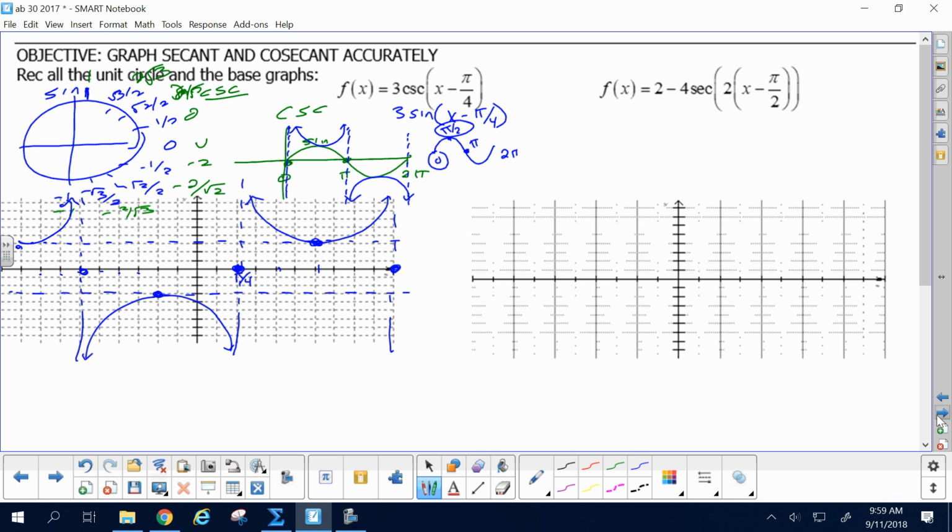Try one on your own. I recommend you at least lightly sketch the reciprocal, which in this case is cosine.